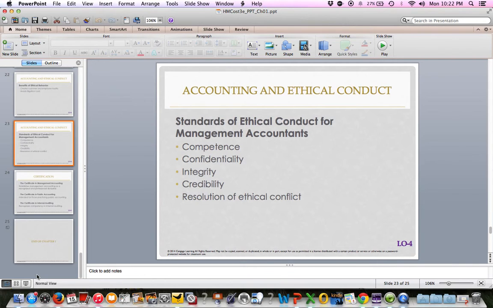Management accountants have a code of conduct, and you can see what some of those items are in terms of maintaining a good code of conduct: being competent, confidential, having integrity, credibility, and resolving ethical conflicts a certain way.